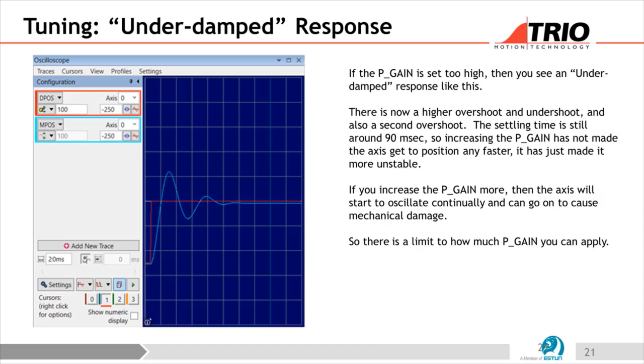So anyway, the lesson from this particular slide is there's only so much P gain you can put in, otherwise it starts to go unstable. Hence why we then need other ways of giving us lower following errors, because we can only put so much P gain in.